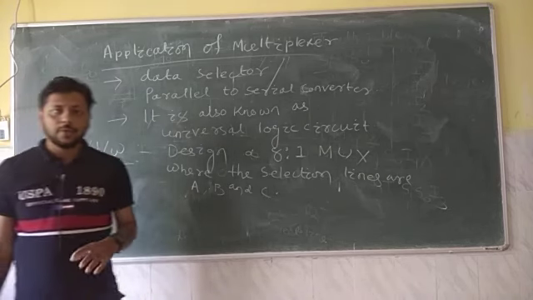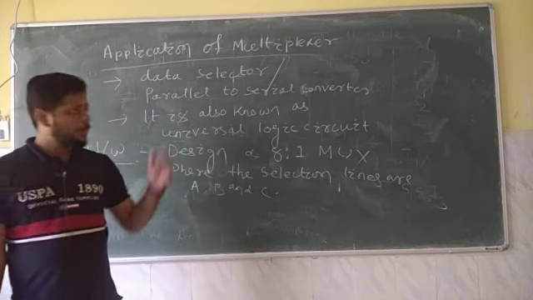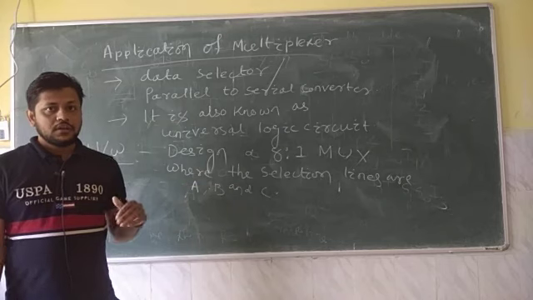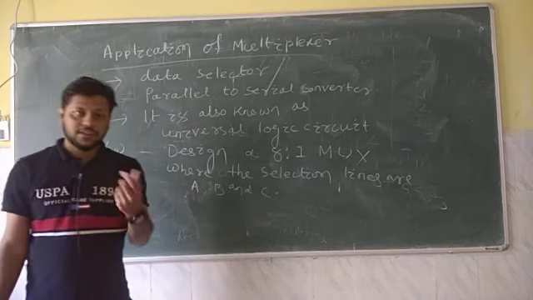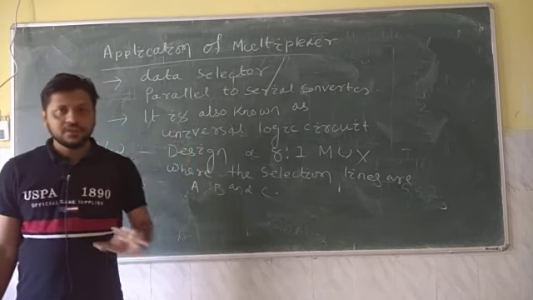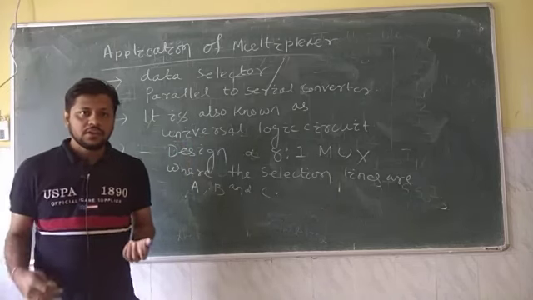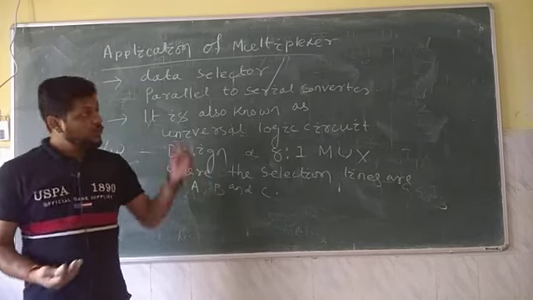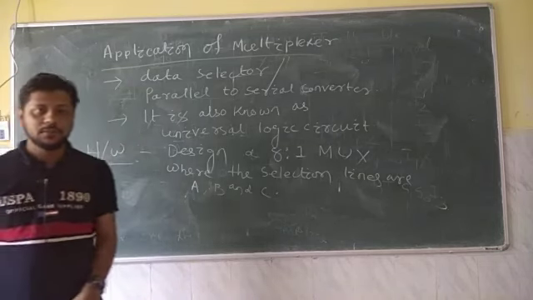So this is all about your multiplexer. Multiplexer is also known as data selector or parallel to serial converter. Because of this multiplexer, the number of wires got drastically reduced. It is a digital switch. The purpose of the selection line is to rotate that switch, and that selection line will decide which input is going to connect with the output. So that's it about the multiplexer.